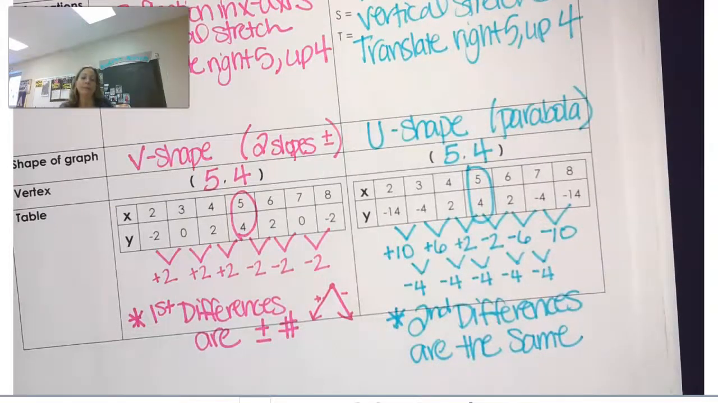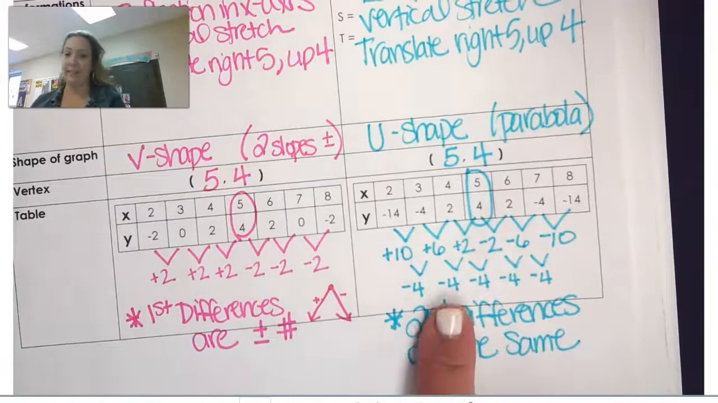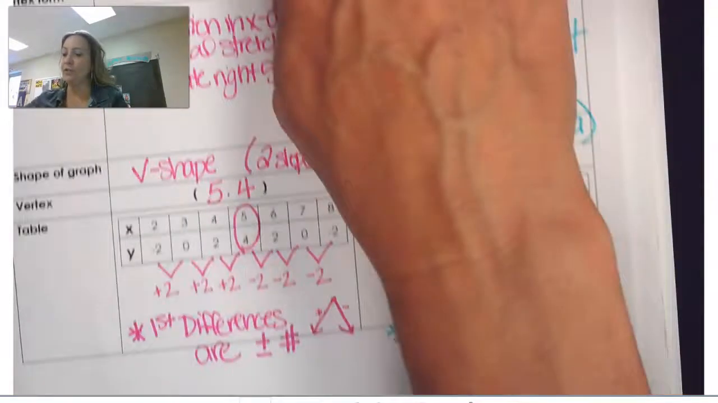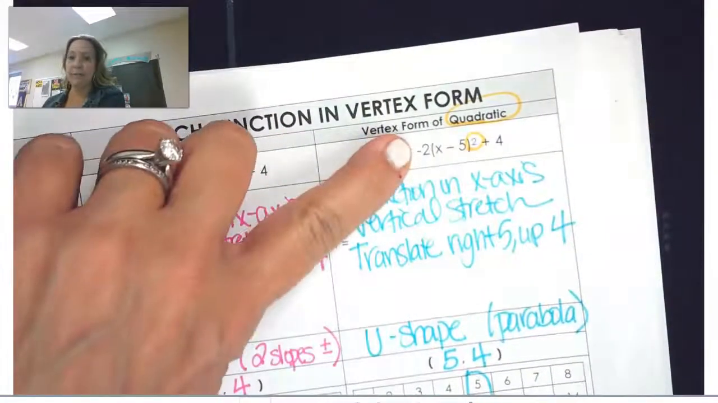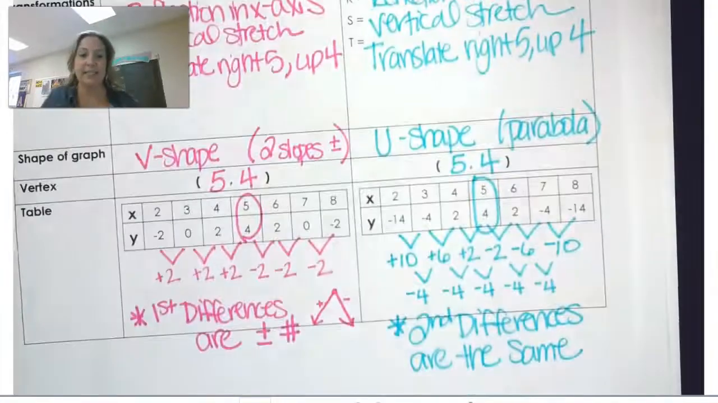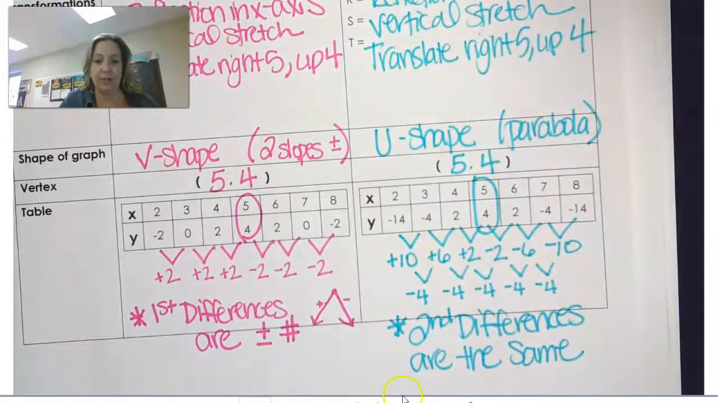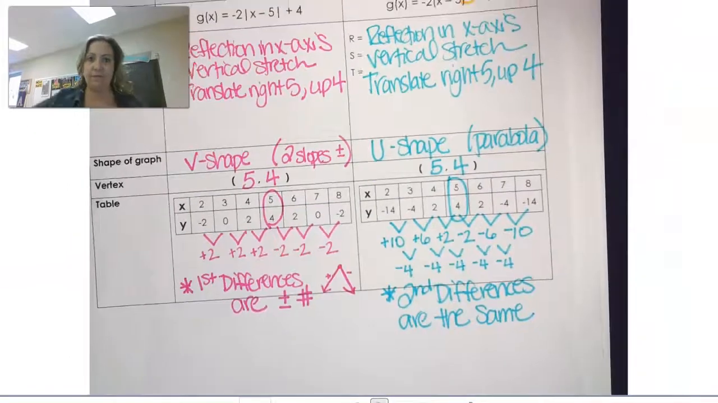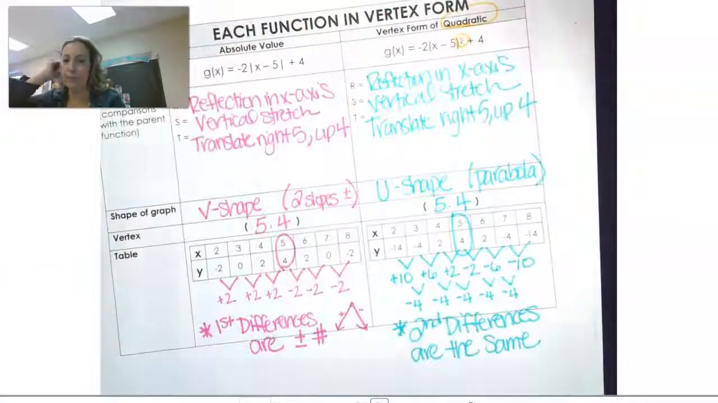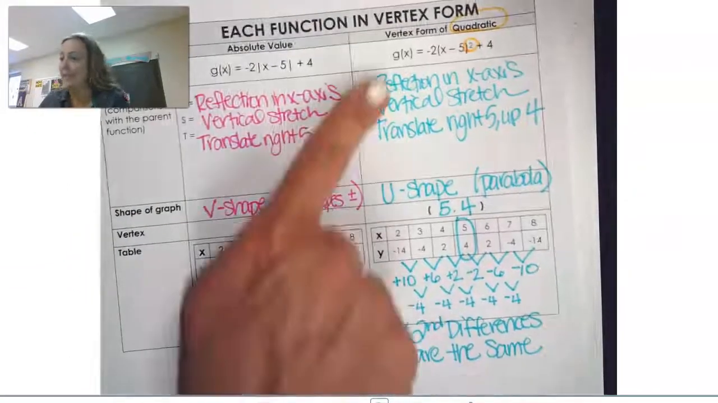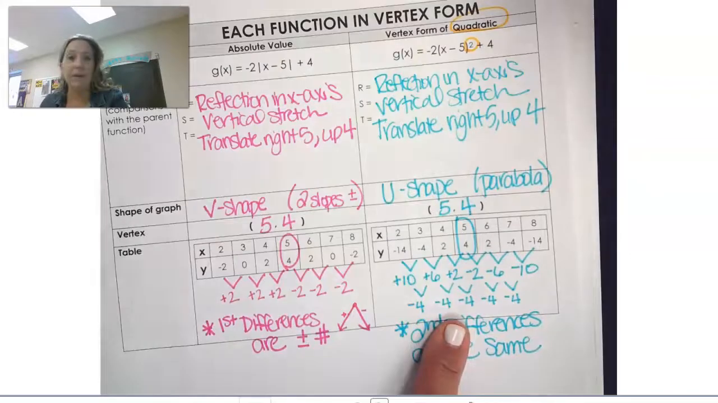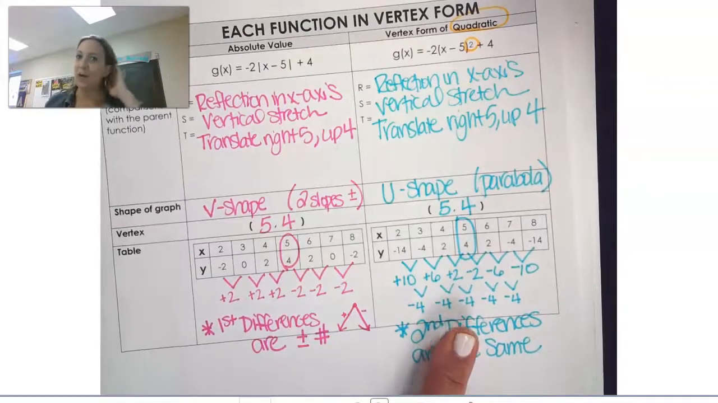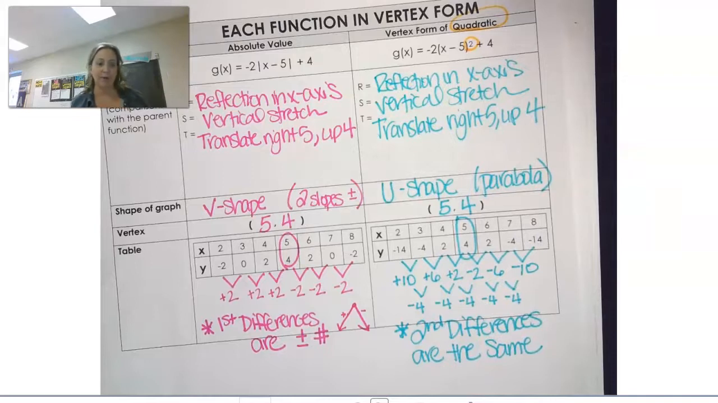And we'll talk more about this tomorrow, but I want you to look at the second differences, and I want you to look at this A value, and how do you see them relate to each other? Do you notice that this A value is half of this here? And we'll talk more about that when we write equations tomorrow.